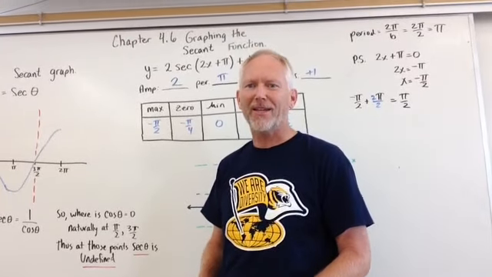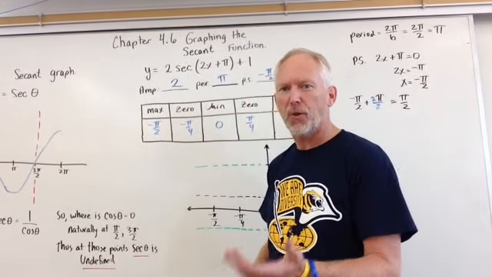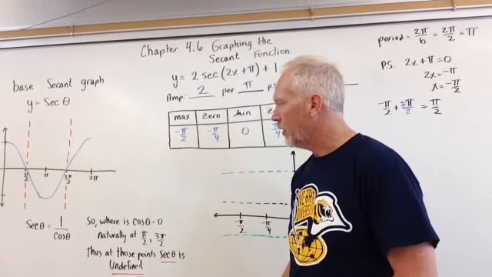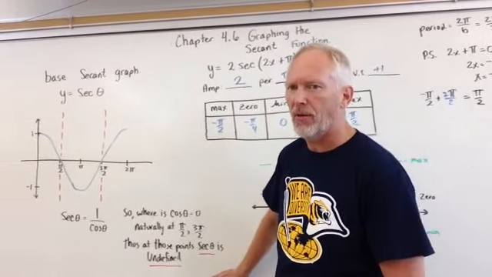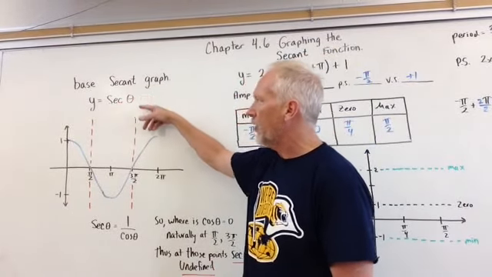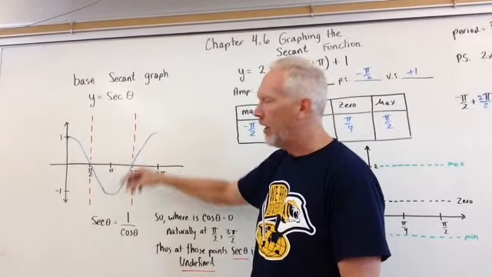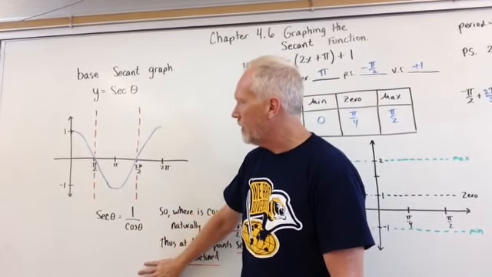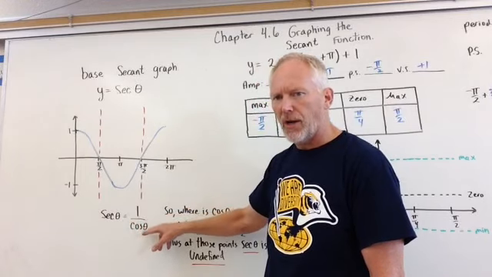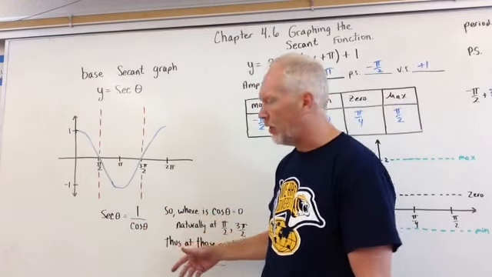Hi, here we are graphing the secant function. Okay, it's partnership with cosine, remember. So let's see. If we look at some general information about the secant function, the base secant graph is y equals secant theta, and we see that if its partner is cosine, so secant theta is 1 over cosine.